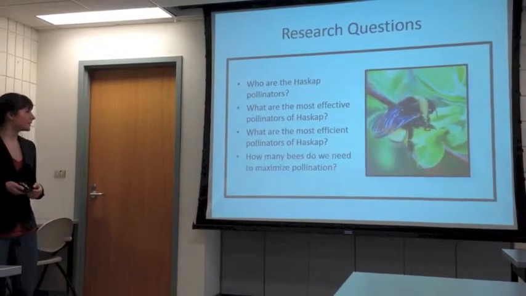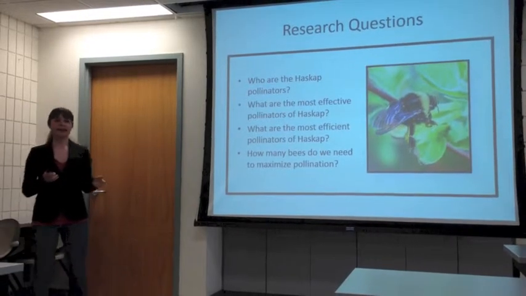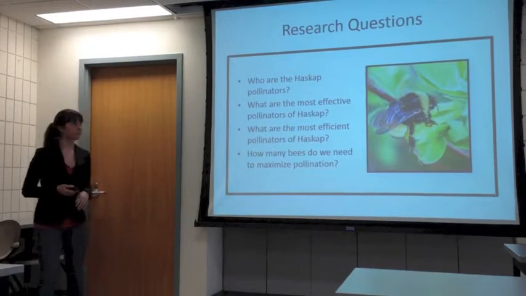And then lastly, I want to be able to have sort of a practical output of this. I want to be able to tell you guys, if you have this many Haskap plants, how many bees do you need in order to maximize pollination and maximize your fruit set?